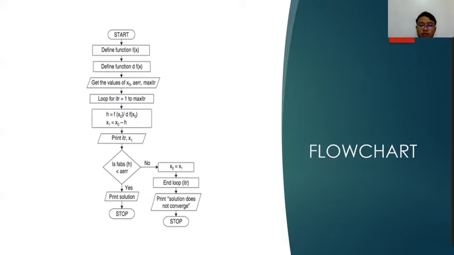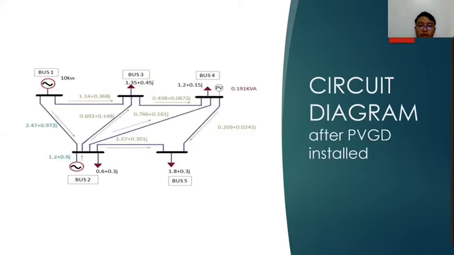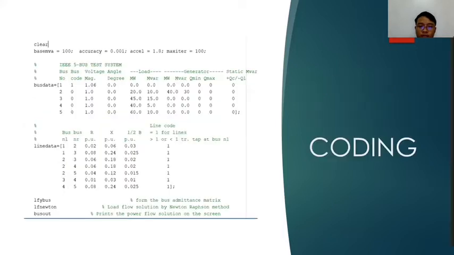Next slide. This is the flowchart of how the iteration method works. So this is the circuit diagram that we use for our project. In this circuit diagram, we have 5 buses. This is also a circuit diagram, but this is the circuit diagram after PVDG is installed. Lastly, this is the coding that we use for MATLAB.